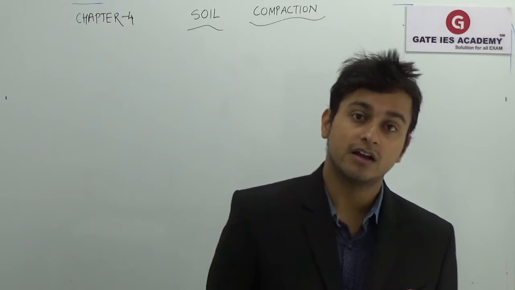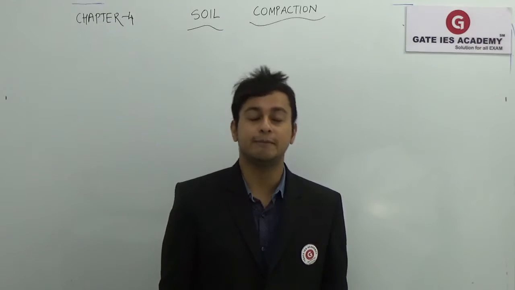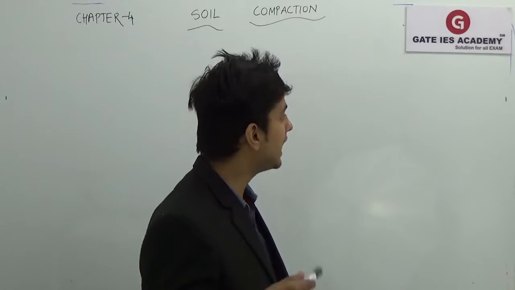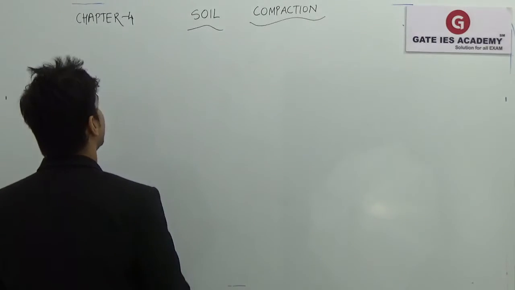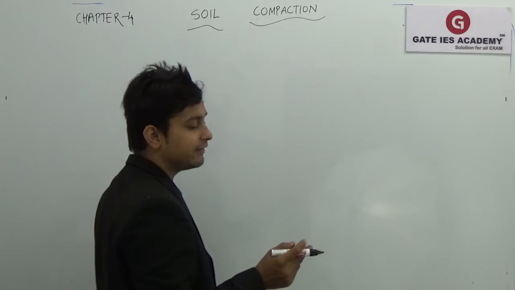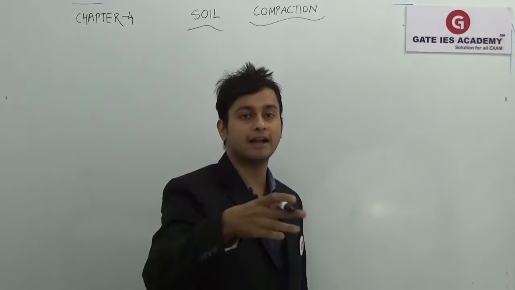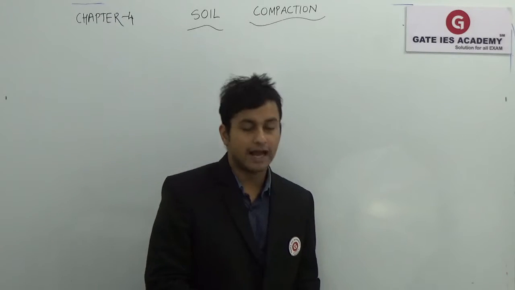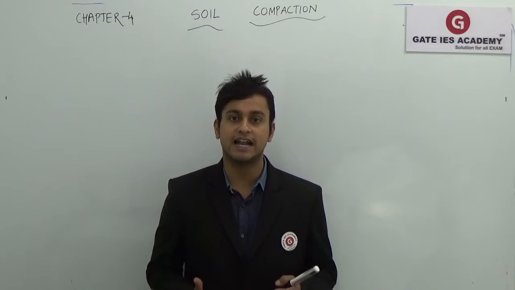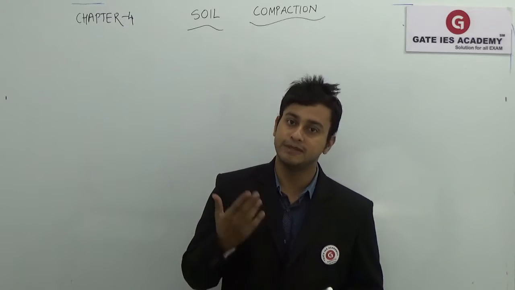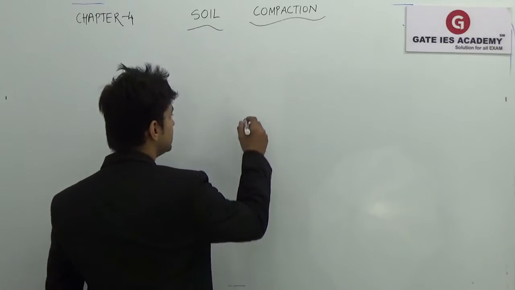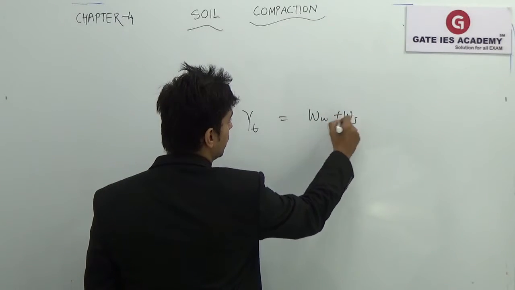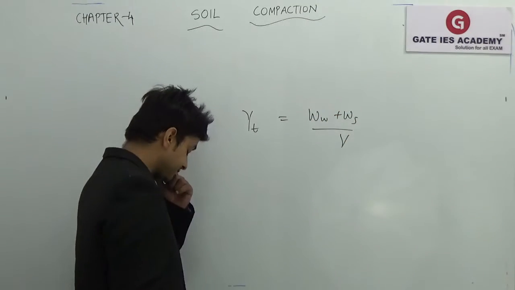Here we have to measure the compaction by the gamma d value. Why? I'll give you a live example. If I am a contractor and I want to make an embankment, I'll give that contract to a company. I'll say that I want the unit weight to increase, and then I'll understand that the compaction has been done. But if I just check the bulk unit weight, that is nothing but W upon V, total weight upon net volume.